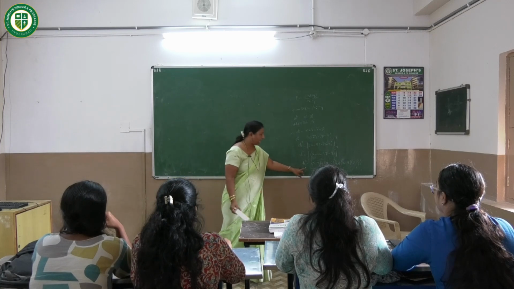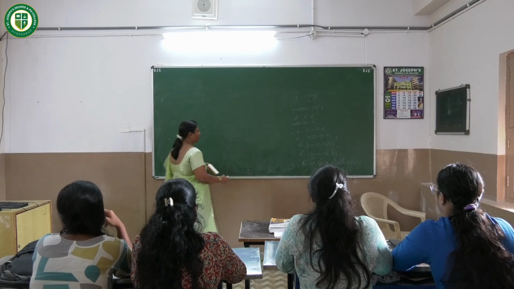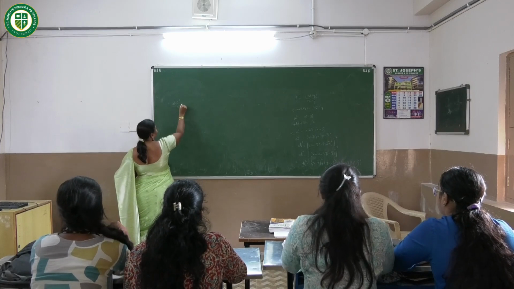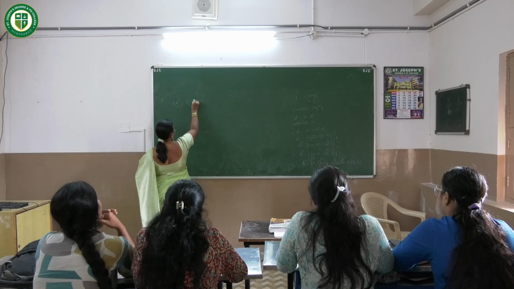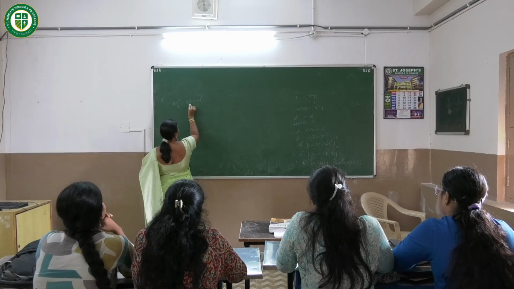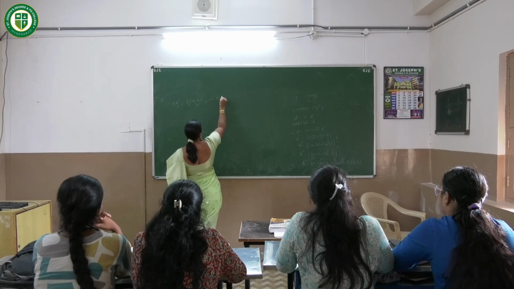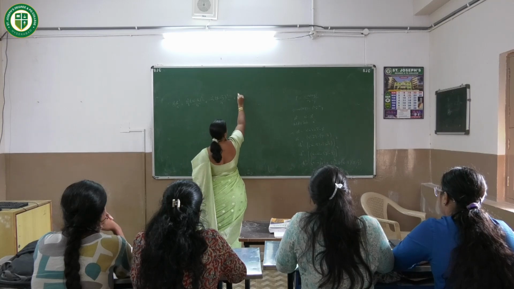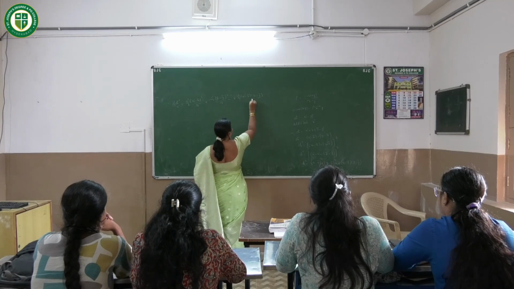take summation and divide by n on both sides. You will get summation di square by n is equal to summation (xi minus x bar) whole square by n plus summation (yi minus y bar) whole square by n minus 2 times summation (xi minus x bar) into (yi minus y bar) by n.